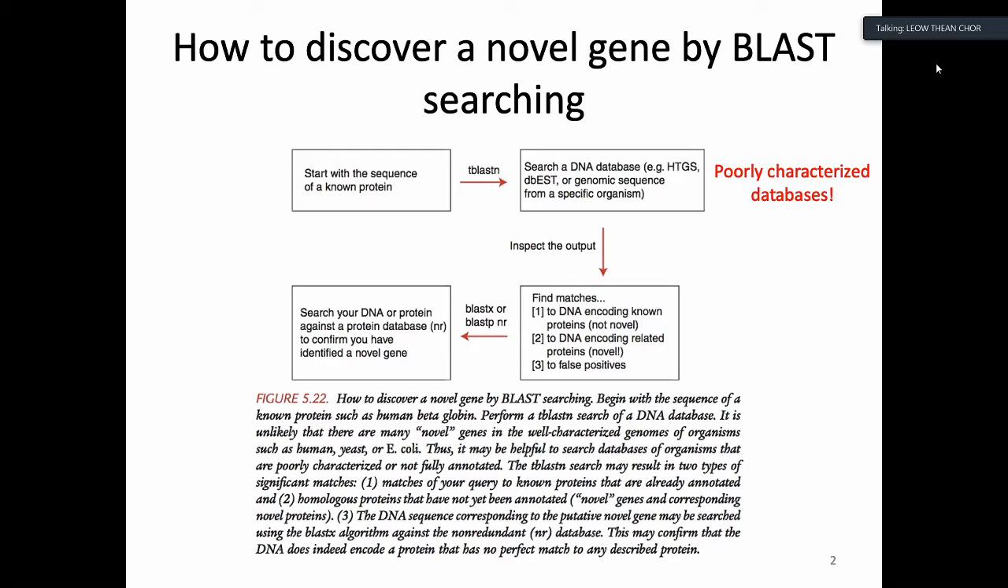TBLASTN is a type of BLAST, a protein BLAST against translated DNA sequence from the database. Perform TBLASTN against a database such as HTGS, EST database, or genome sequence database from a specific, selected organism. Please take note, do not search against model organisms, for example E. coli, yeast, Pichia pastoris. The genomes of these organisms have been sequenced for quite some time, and every single gene inside the genomic DNA has been annotated.